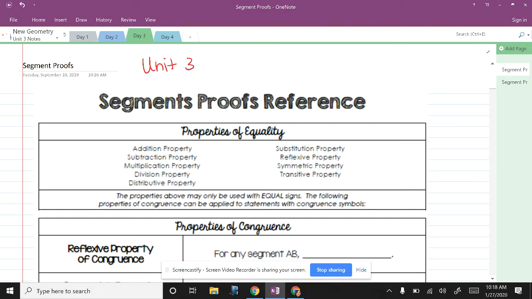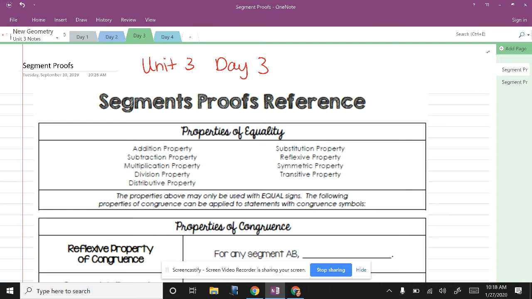Unit 3, Day 3. All right, so today we're going to do some segment proofs. Before we do some proofs using segments, on Friday we did some proofs with algebra, right? We learned our algebraic properties of equality, which is basically what we do to both sides of the equation to solve it, to get to the next step. Today we're going to do some segment proofs since we learned about segments in Unit 1, and those are vaguely familiar to some of us.